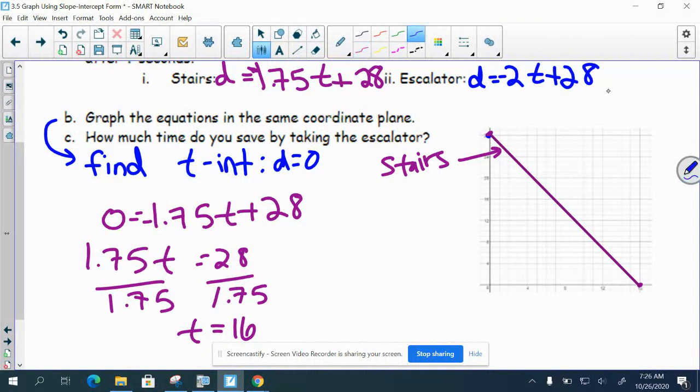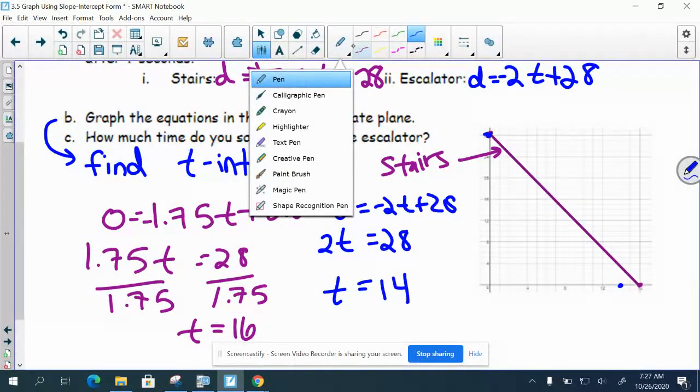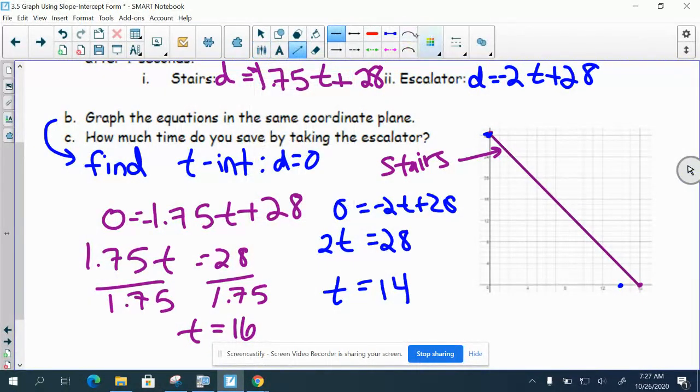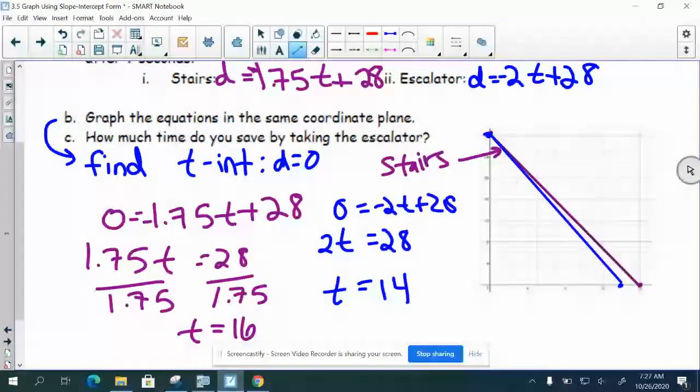All right, now for the escalator, we would do the same thing. Set d equal to 0, add the 2t over, and t equals 14. So here it starts at 28, and then it reaches the bottom. This means it reaches the bottom after 14 seconds, which should make sense because you're assuming the escalator is going to take less time, and it should, because we know that the rate is higher, though not by very much. So you're walking pretty quickly compared to the escalator.